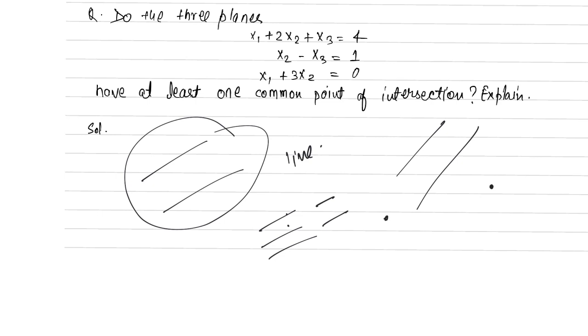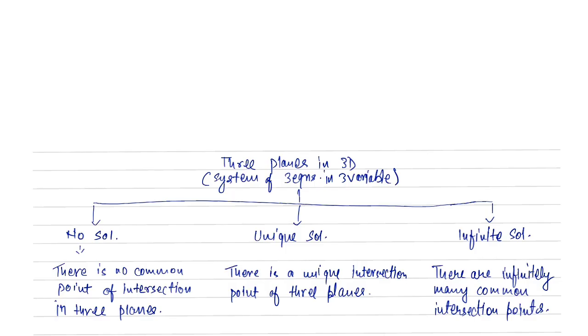If two planes are intersecting, we get a line, and if three planes are intersecting, we get a point. Now we'll discuss what the possible conditions are if three planes are intersecting. Let's see. If three planes are intersecting, it means we have a system of three linear equations with three variables.